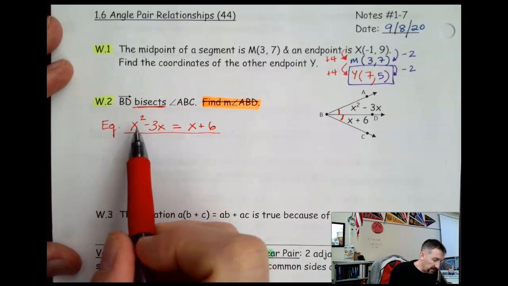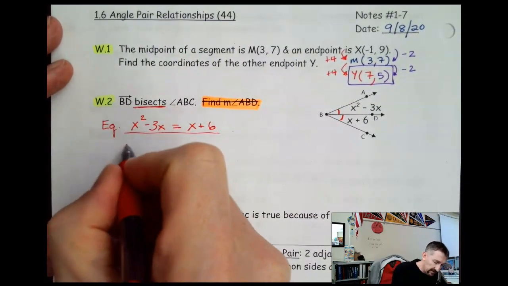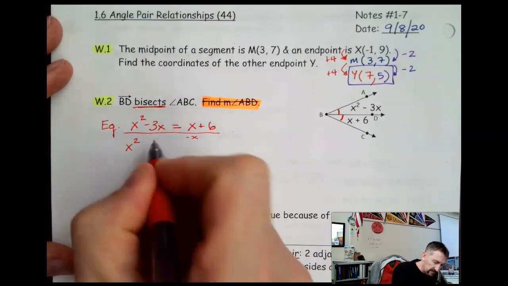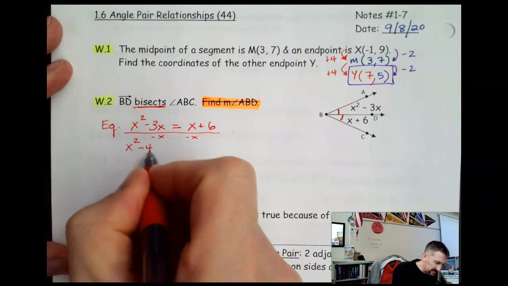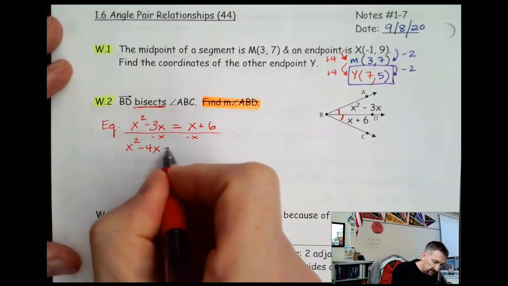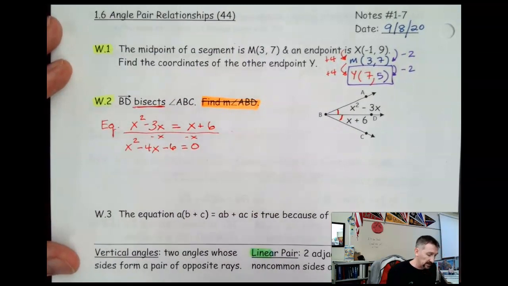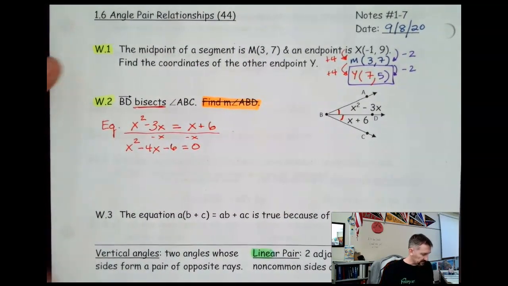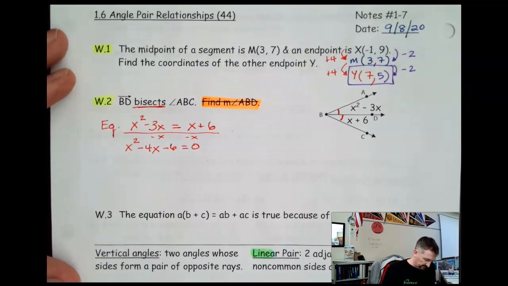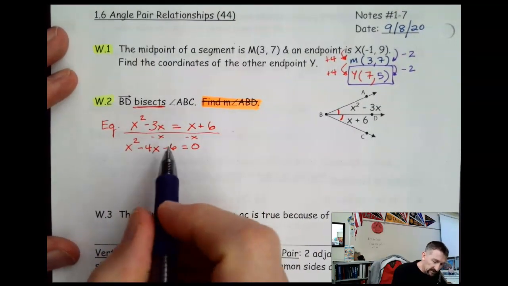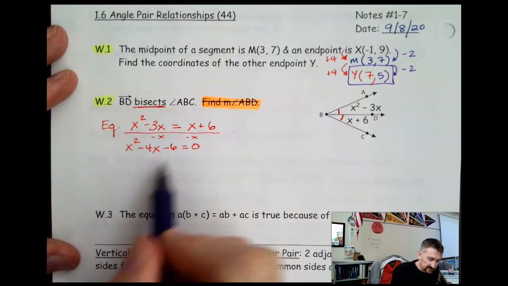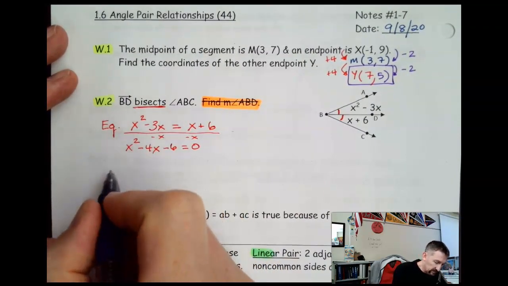Now, when you have something squared, usually you want to get everything to one side. I like to keep my x squared term positive. So here we're going to subtract x from both sides. That's going to be -4x. And then subtract 6 from both sides. That's going to be -6. So sometimes those things will factor, but sometimes we have to use the quadratic formula here. So when you think about the factors of 6, we're going to go over factoring later, so this doesn't factor. So we're going to use the quadratic formula.